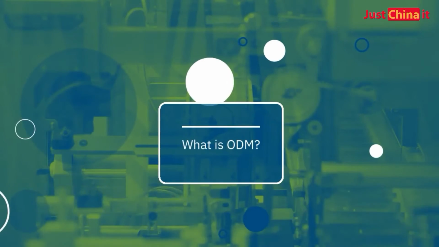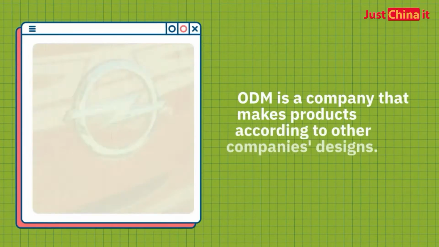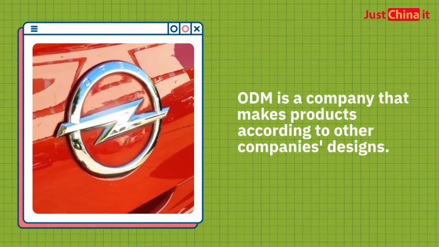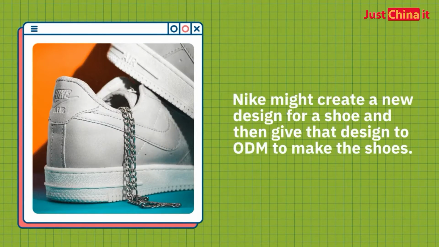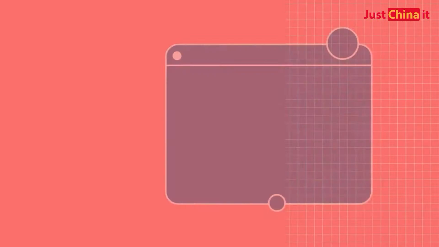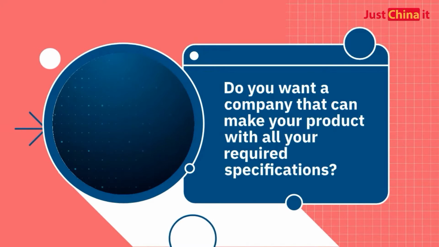What is ODM? ODM stands for Original Design Manufacturer. ODM is a company that makes products according to other companies' designs. For example, Nike might create a new design for a shoe and then give that design to ODM to make the shoes. ODM would then make the shoes according to Nike's specifications. Do you want a company that can make your product with all your required specifications? Or you only need changes on the labels and packaging?